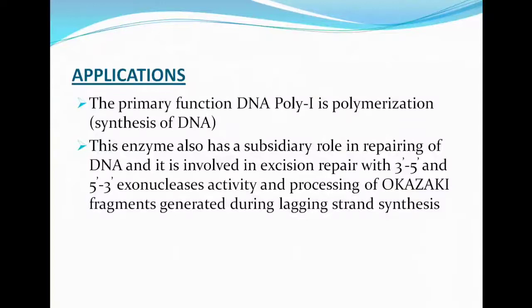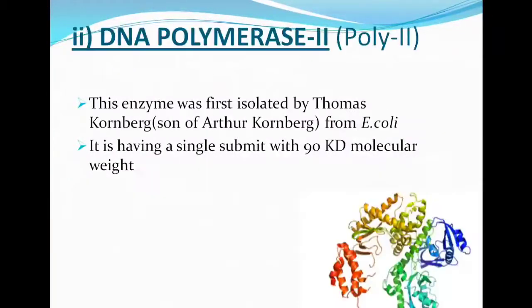So these are the 2 or 3 important applications of DNA polymerase 1. Next, DNA polymerase 2. This enzyme was first isolated by Thomas Kornberg. He was the son of Arthur Kornberg, who discovered DNA polymerase 1 from Escherichia coli itself. And as far as the structural aspect is concerned, it also has a single subunit with a 90 kilodaltons molecular weight.